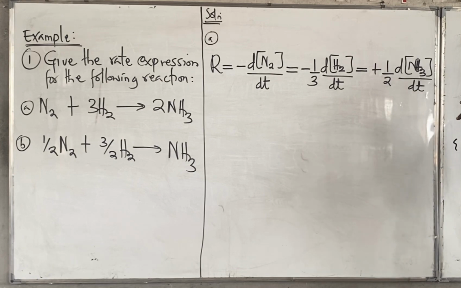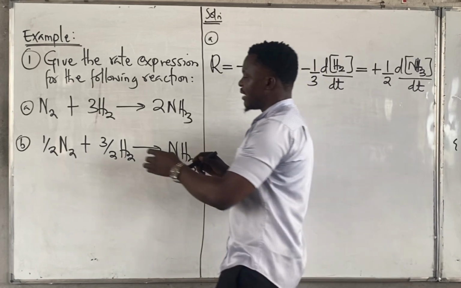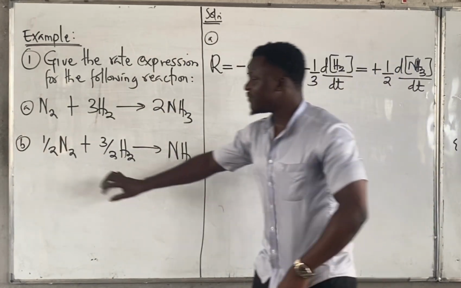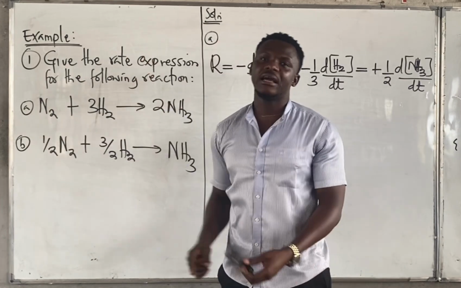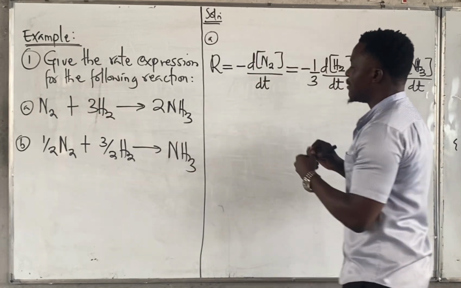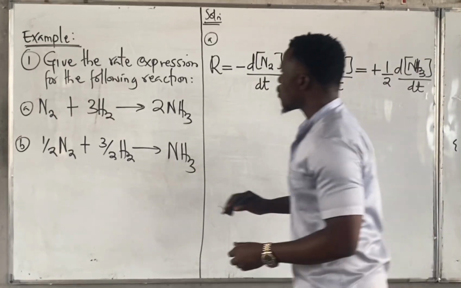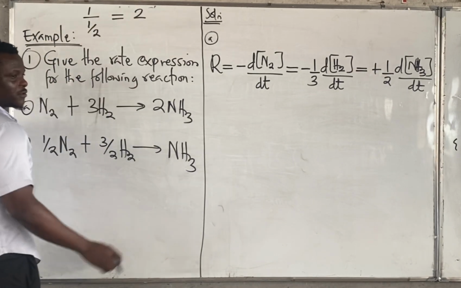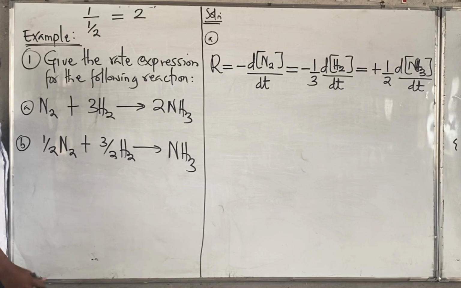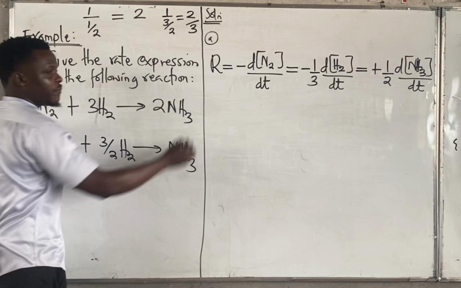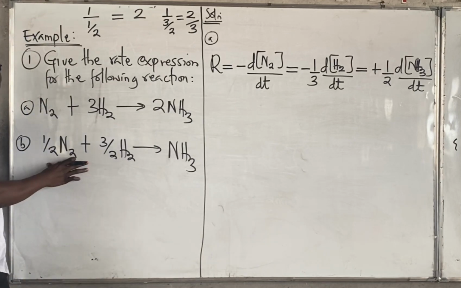Now the second one, I just gave us that second one to make us understand this better. Irrespective of the fact that this is a fraction, we shouldn't change the concept. The concept says whatever the coefficient is, take the reciprocal of it. Reciprocal simply means 1 all over, right? But most of the time, in exams, you might see something like this. Do you know that 1 over 1 over 2 is the same as saying what? Are you aware? Do you know that? 1 over 3 over 2 is the same as saying 2 over 3. So take note of that.